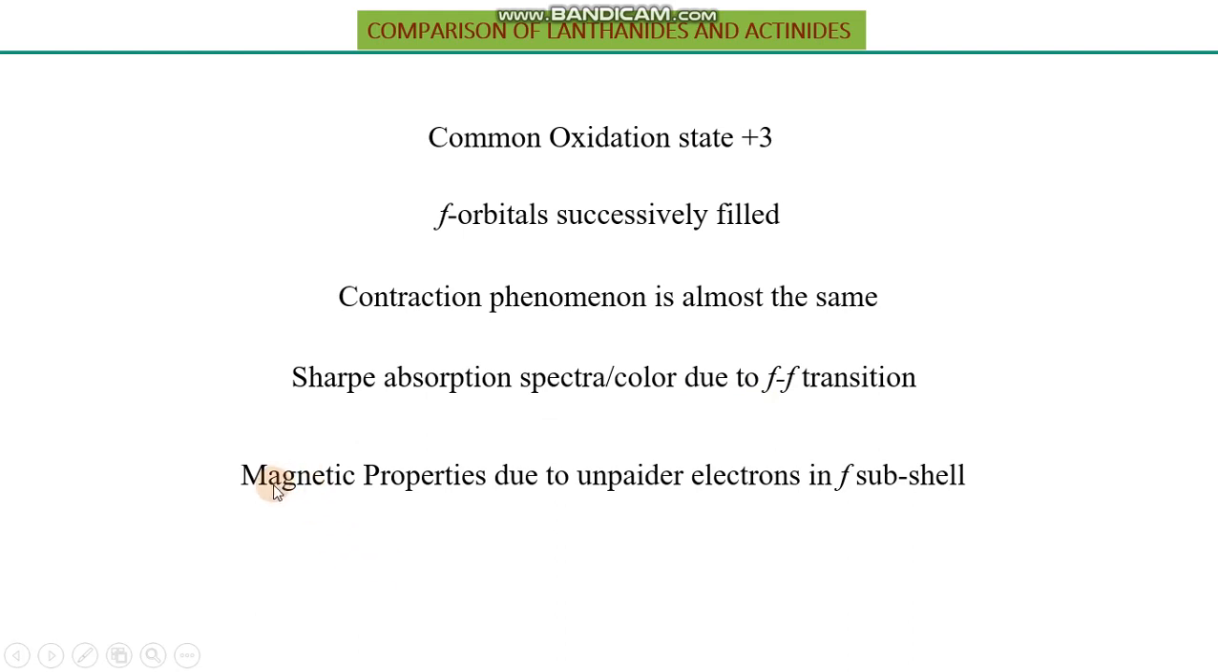If you look at the magnetic properties of both the series, most of them were paramagnetic, and the paramagnetic behavior of the lanthanides and actinides was because of the unpaired electrons in the f subshell. So both the series and most of the members of the series possess unpaired electrons in their f subshell, and on the basis of these unpaired electrons, they were paramagnetic in nature.